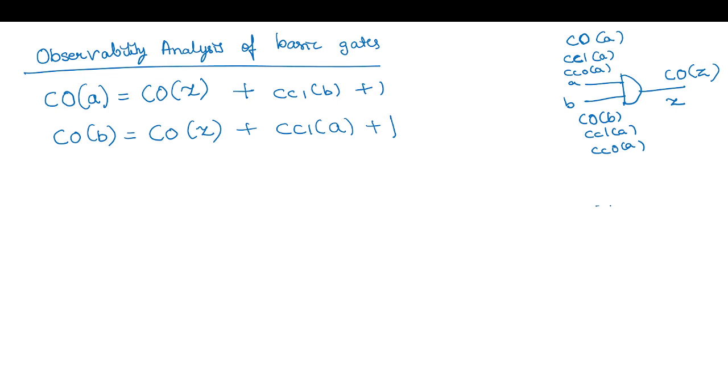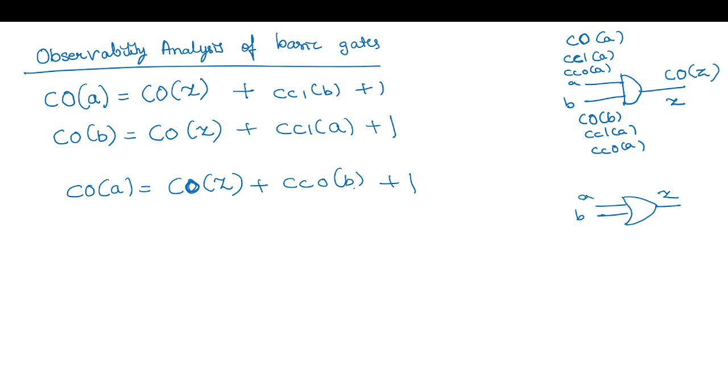For an OR gate, to observe A, we have to observe the output at Z, plus 1 for the next stage, and the non-controlling value is 0. For B, CO of Z plus a non-controlling value at A is needed.